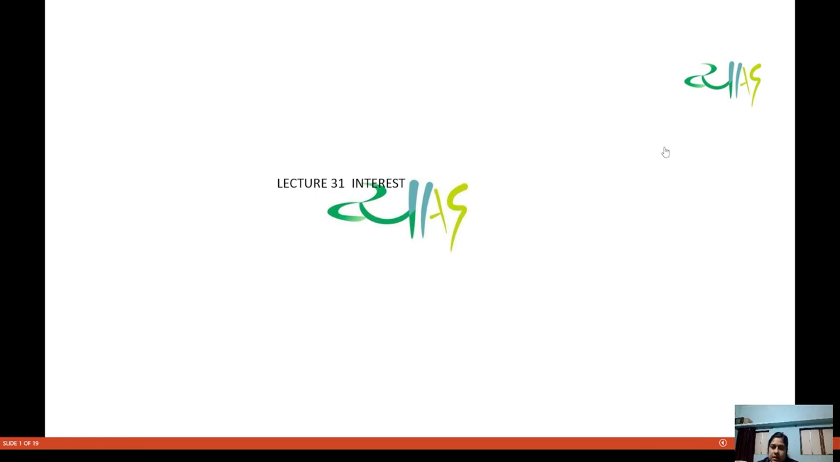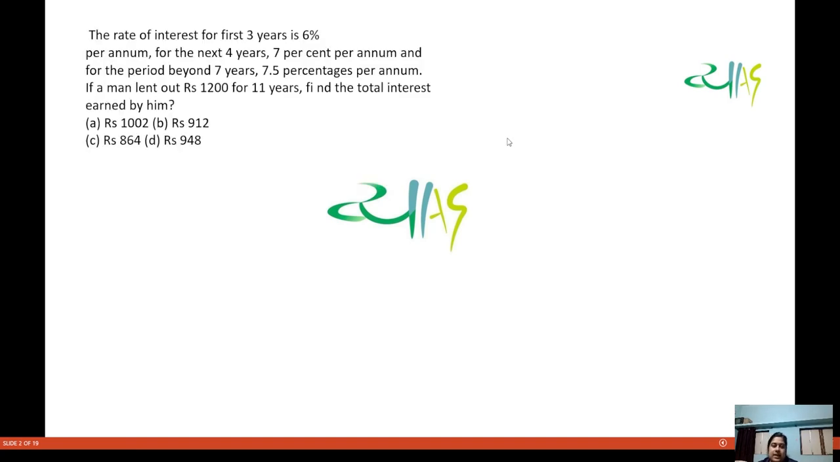Let's start with some problems of interest. We have already seen the topic of interest in our last class, so let's do some questions here. Look at this question. The rate of interest for the first 3 years is 6% per annum, for the next 4 years is 7% per annum, and for the period beyond 7 years is 7.5% per annum. If a man lent out 1200 rupees for 11 years, find the total interest earned by him.